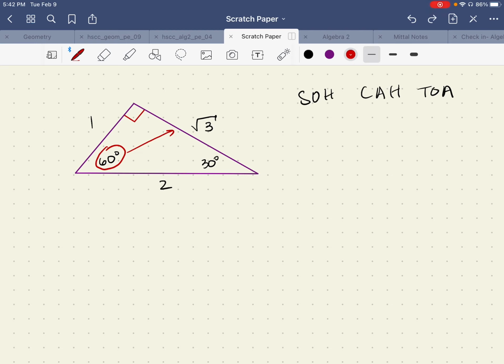So you have to know, oh, he's talking about the 60-degree angle. So the opposite of the 60-degree angle is square root of 3. But if I said, what's the opposite of the 30-degree angle? You would say, oh, that's the 1. So you always want to have an angle to reference that.